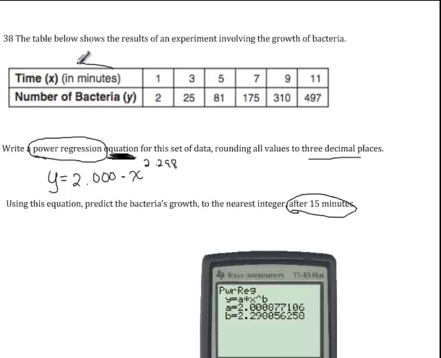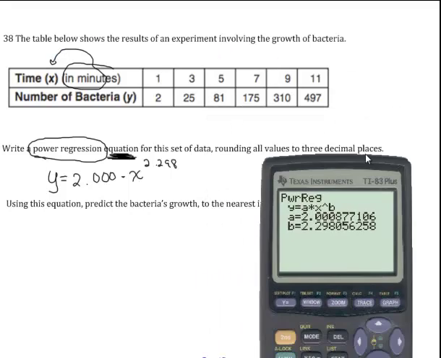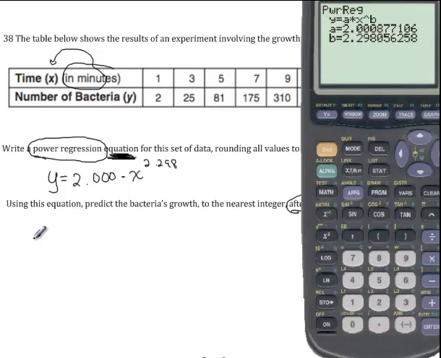Well, minutes is my x, so that means I'm going to put 15 in for x. So y equals 2.00 times x. Whoops, we're not going to use x, right? We're going to use 15. That's what they told me to put in for x. And then we're going to raise that to the 2.298. Now it's all calculator work.